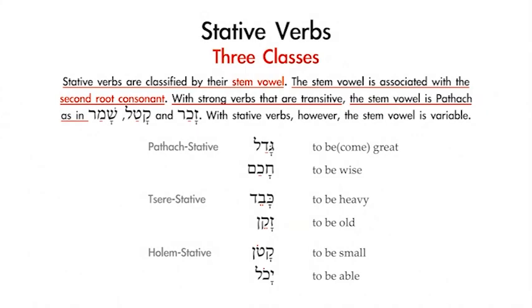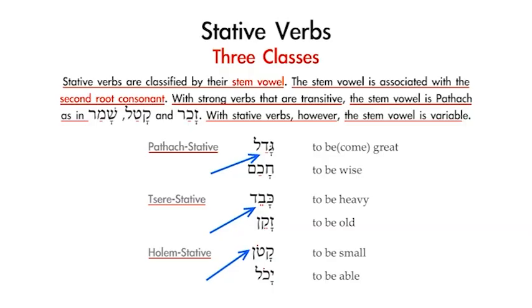You can see in each of those examples, the stem vowel appears under the second root letter, and it's highlighted in red. With stative verbs, however, the stem vowel is variable. The three classes of the stative verb are patach stative, tsere stative, and holem stative. And this classification system is due to the fact that the patach statives have patach stem vowels, that the tsere statives have tsere stem vowels, and that the holem statives have holem stem vowels.